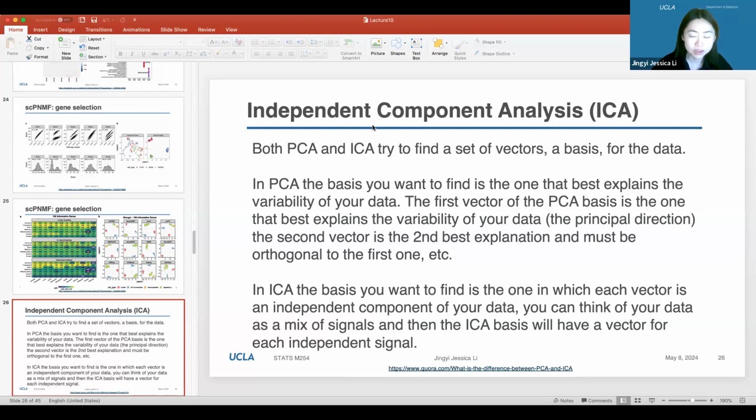What's the difference between independent components and principal components? When we say principal components, we mean explanation of variance. If the components are principal, they can explain a lot of the variance in our data. So the first principal component, PC1, is supposed to explain the most variance in our data, followed by PC2, PC3. And here, we ask the components to be independent. And independent is in the sense of probability and statistics, the traditional definition of independence.